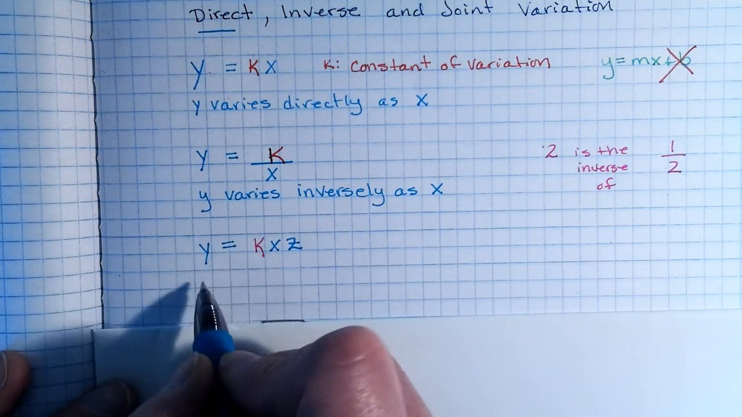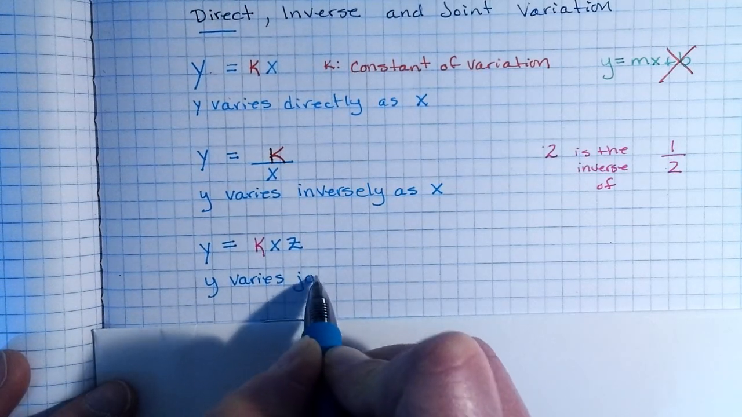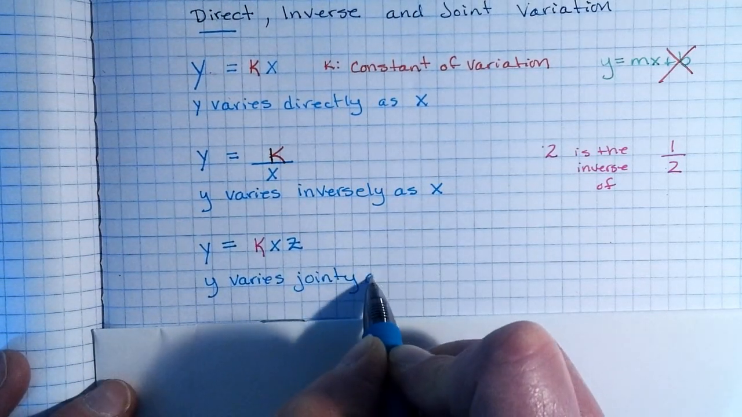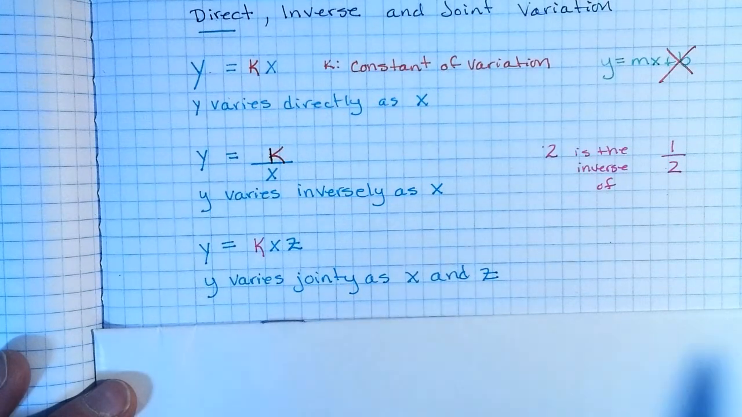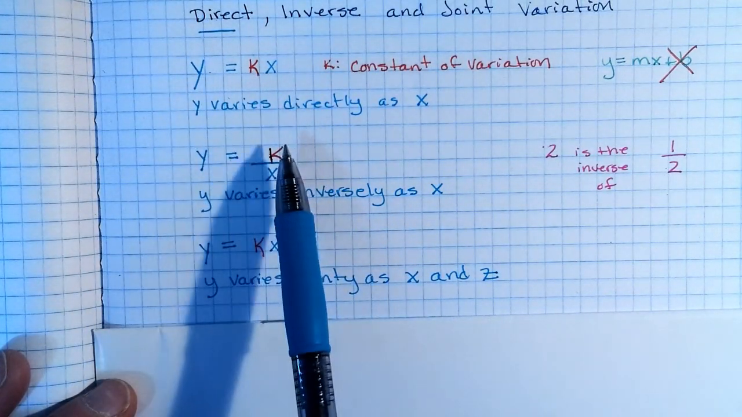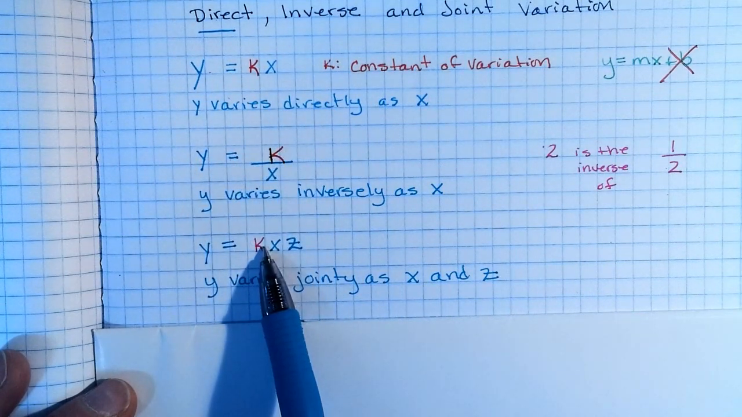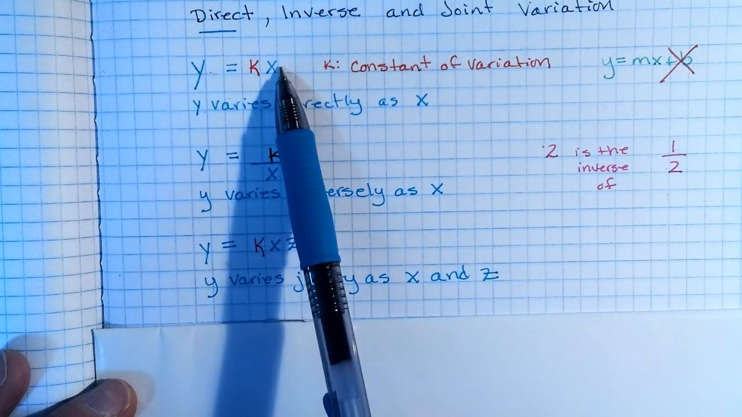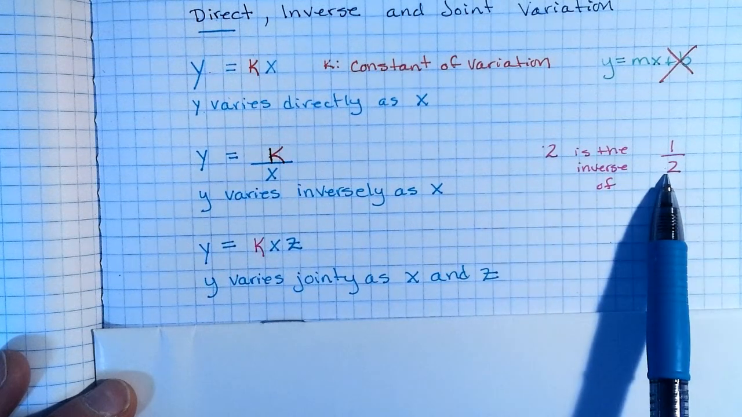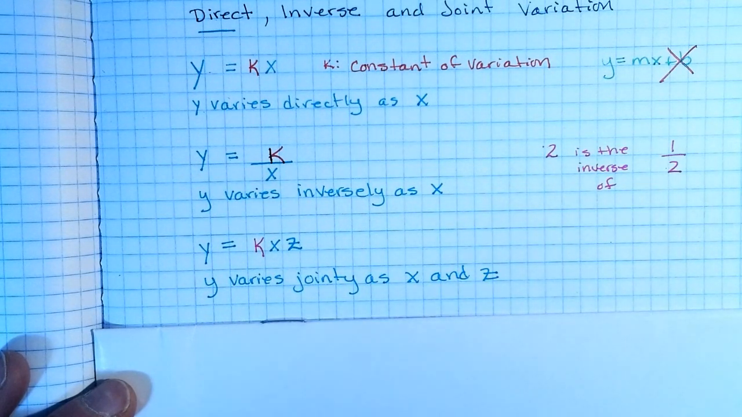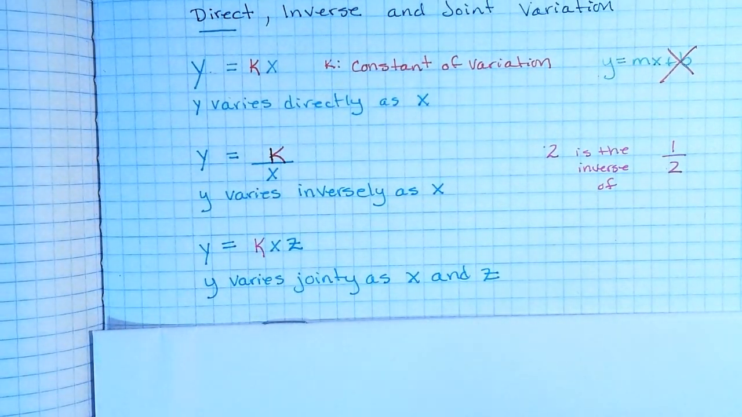So I would say that y varies jointly as x and z. Notice that for all three of these I have a constant of variation, and it is always in the numerator. Direct means direct across, joint means together, and inverse is one's in the numerator and one's in the denominator. We can use any combination of these three when we're talking about direct, inverse, and joint variation.